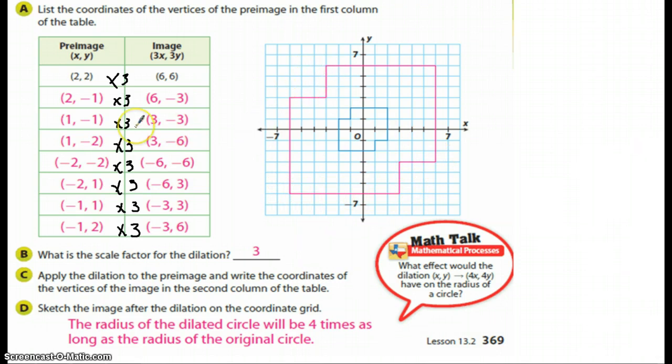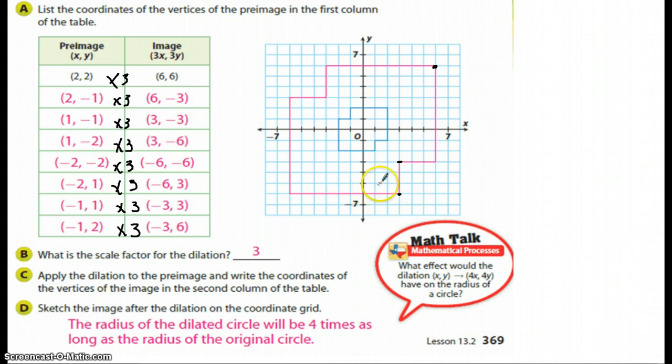Let's see, can we find them? We went from 2, 2 to 6, 6: 1, 2, 3, 4, 5, 6, up 6. Here's our new point. Then we went to 3, -3: we went over 1, 2, 3, down 3. That's our next point. Then we went over 3 and down 6: 1, 2, 3, 4, 5, 6. Here's our next point.